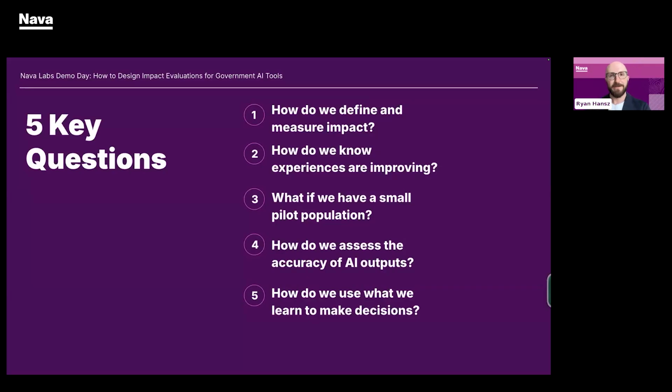And to get more flavor to that process, especially with the AI focus, we have 5 key questions that we're going to anchor on today. The first of which is, how do we define and measure impact? The second is, how do we know experiences are improving? The third is, what if we have a small pilot population? The fourth is assessing accuracy of AI outputs. And the fifth one is, how do we pull all of that together to make decisions based on what we're learning? And so for our first question, I'm going to pass it to Laurel.